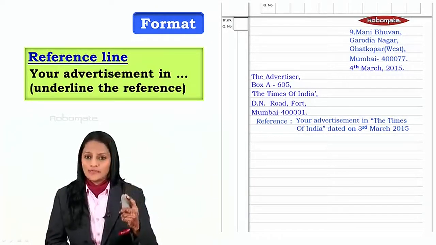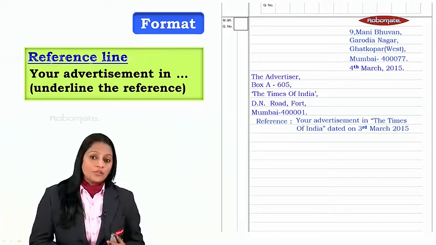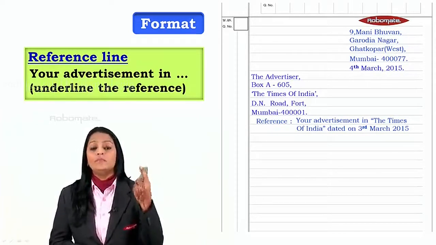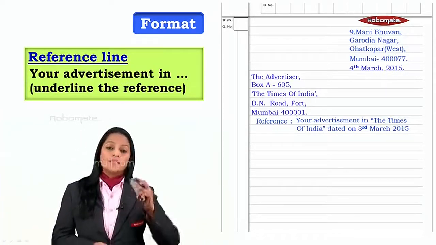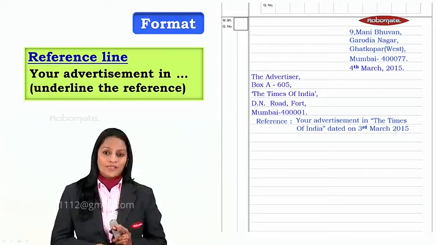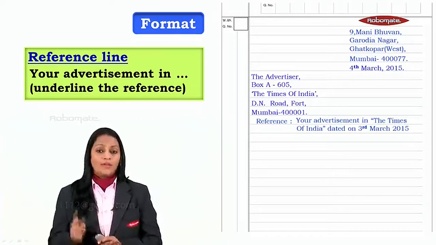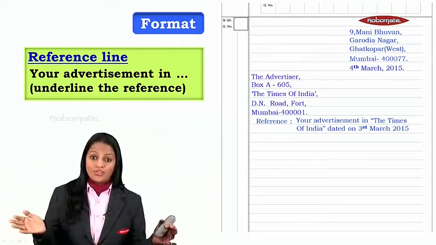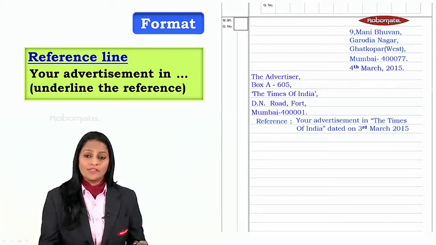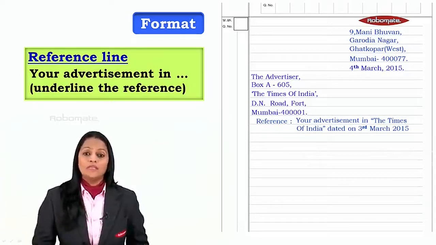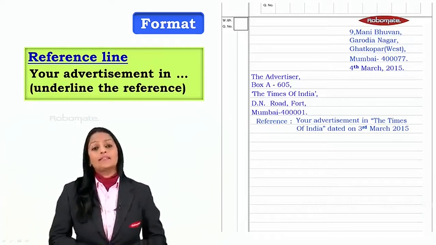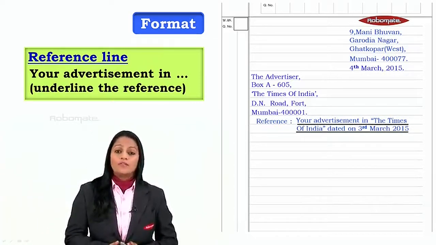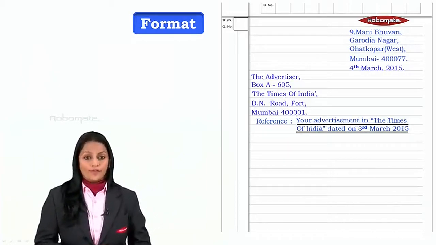Students, again look at the dates. The advertisement is on 3rd March and the letter you have written immediately on the 4th March. See that you keep that difference. It could be the same day, but it could not be the previous day. And don't keep a huge gap, because the moment there's an advertisement, you generally apply immediately. Okay, so that is the reference line. Remember to underline the reference.